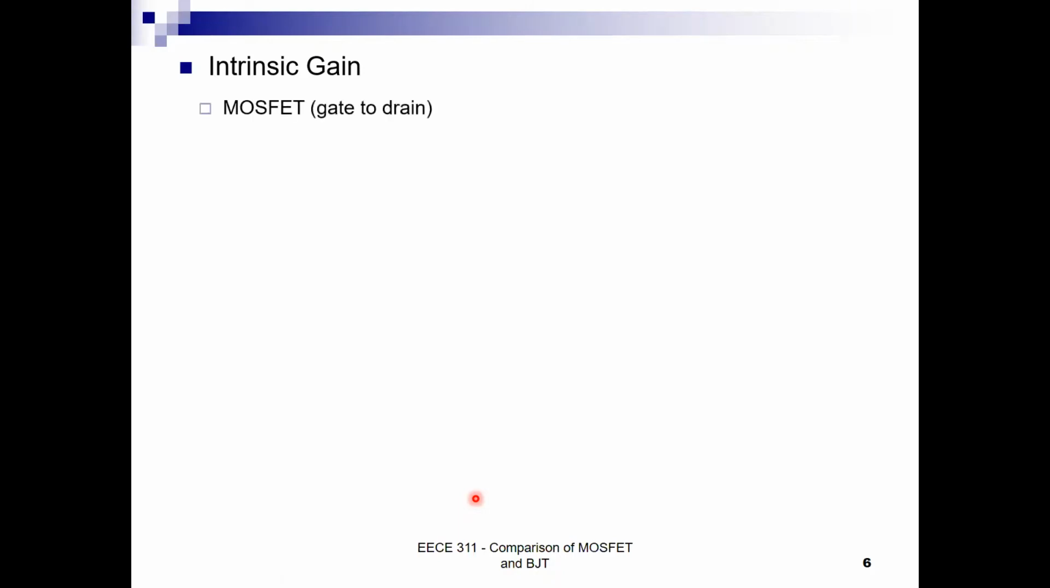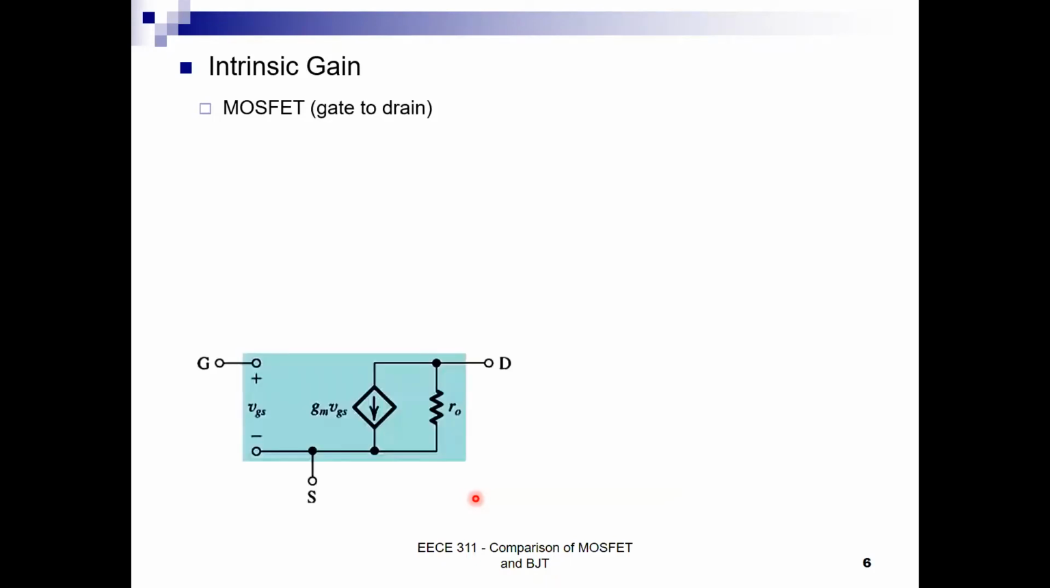Let's look now at the next slide. So this concludes the revision. Now we're going to look a little bit at a comparative study for the intrinsic gain. What does intrinsic gain mean? Intrinsic gain means it is the gain of the MOSFET from the gate to its drain.